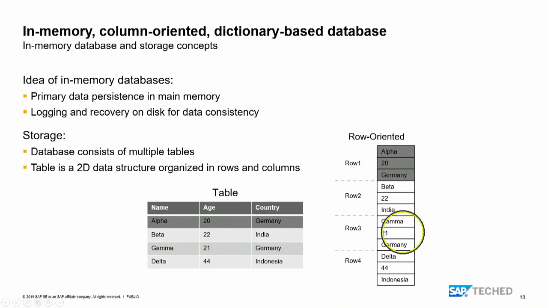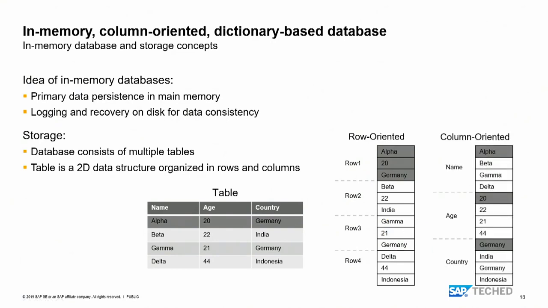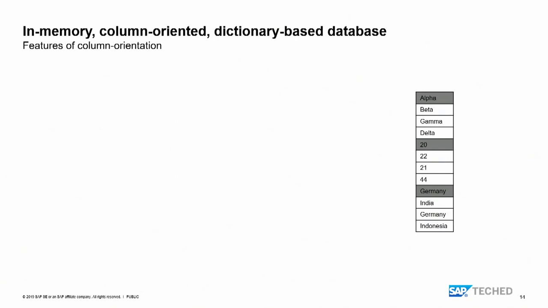And the second possibility I want to use here is column orientation. We store all names first, then all ages, then all countries. And as obvious from the title of my talk, we concentrate on column orientation here. And I want to shortly show you the features of column orientation.